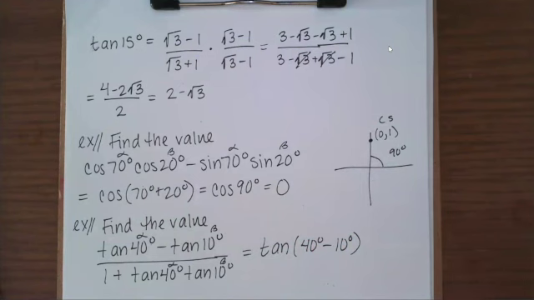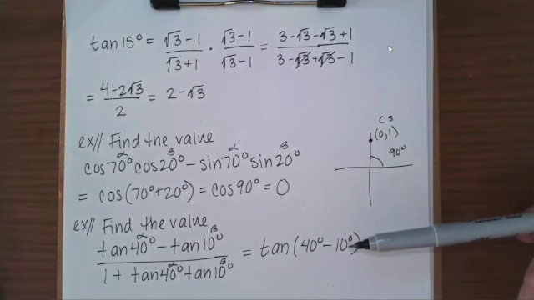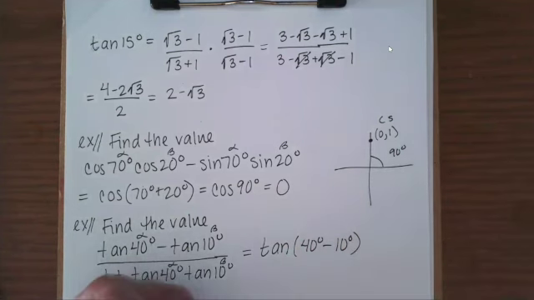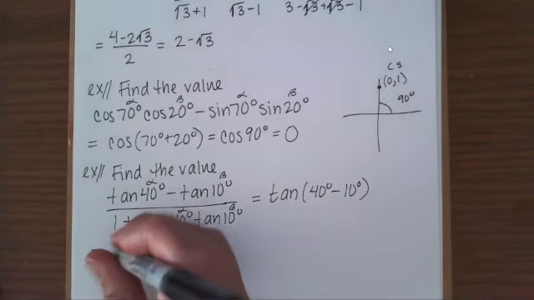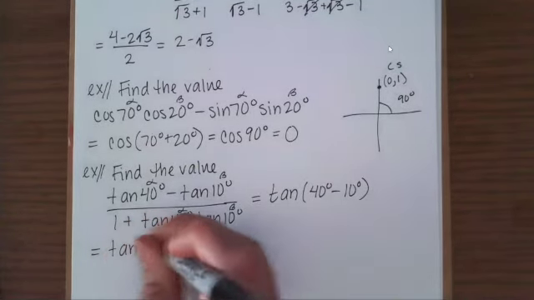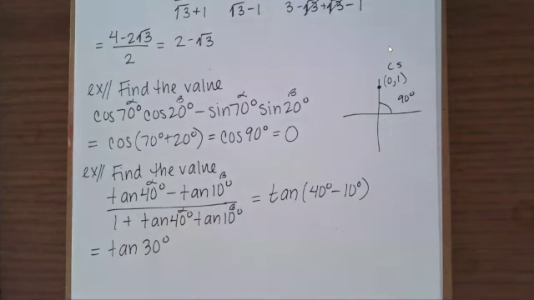And the clue here, of course, is we only know how to do some of these angles by hand, so we should get something that's a multiple of 30, 60, or 90, or 45, 45, 90. Okay, so 40 minus 10 is, of course, 30. So tangent of 30. Our last step here would be to answer the question.